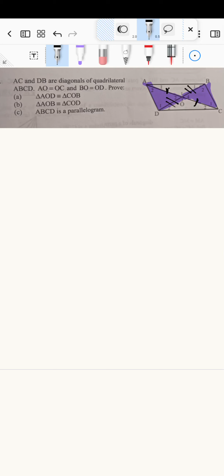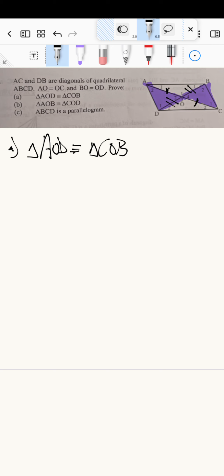Right, continuing from where we left off in the first video, we proved that triangle AOD is congruent to triangle COB. Go check that video out if you haven't seen it yet. That was A. Let's write this a little bit nicer: triangle AOD is congruent to triangle COB, with the three horizontal lines.